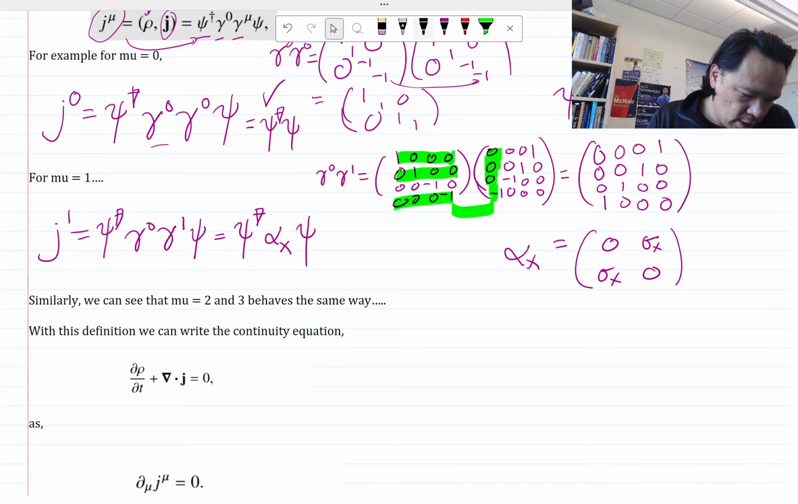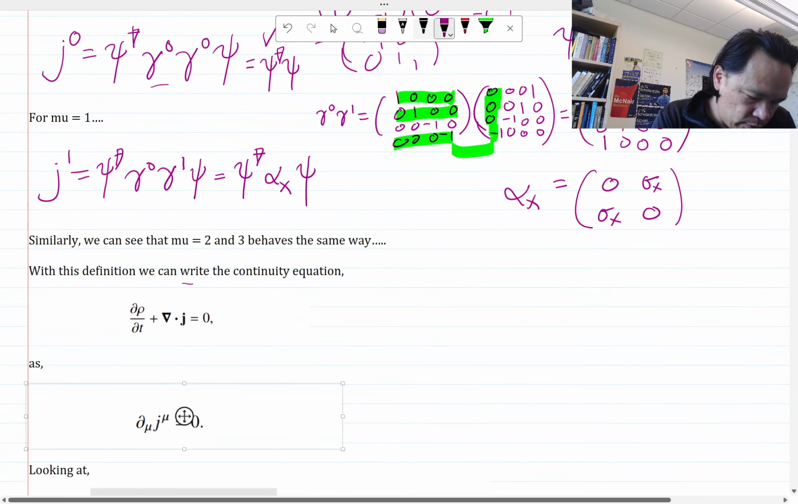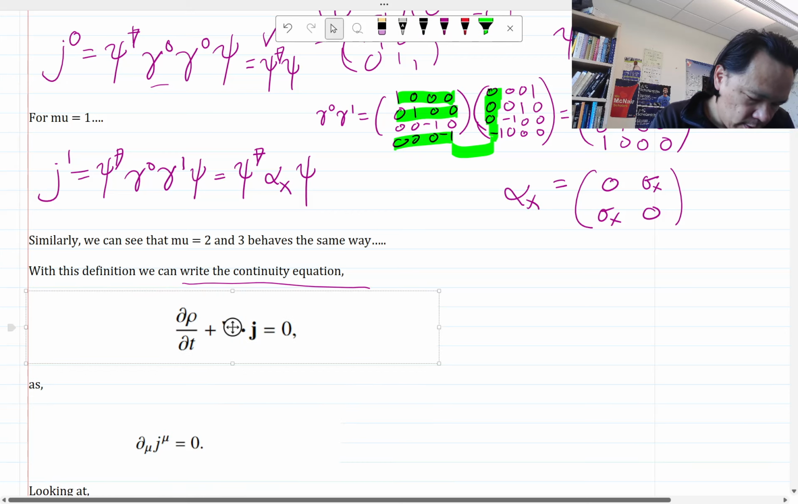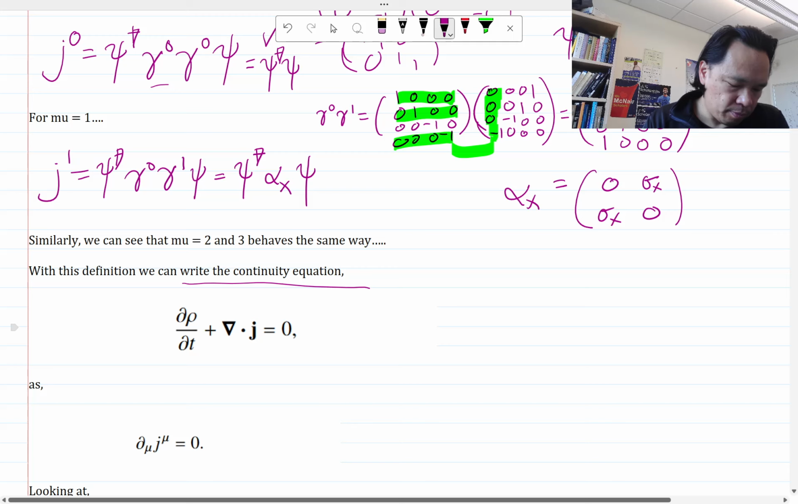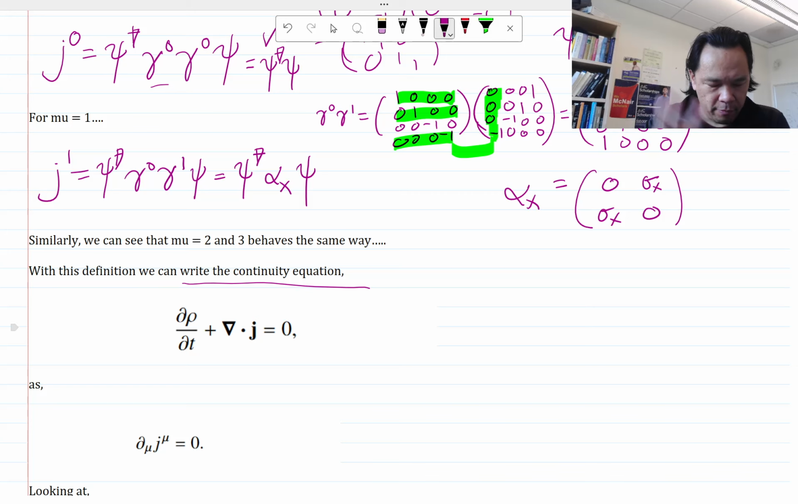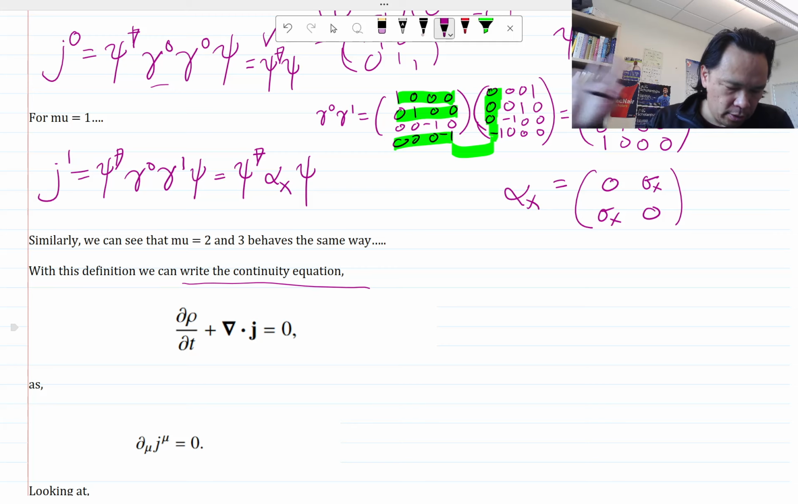So with this definition, we can rewrite this continuity equation. Remember the continuity equation we found before: how the probability changes over time, plus the divergence of the probability current, where you have particles flowing out of some volume. Those have to add up to 0, because any particles you lose negatively affect the probability density inside that particular volume.